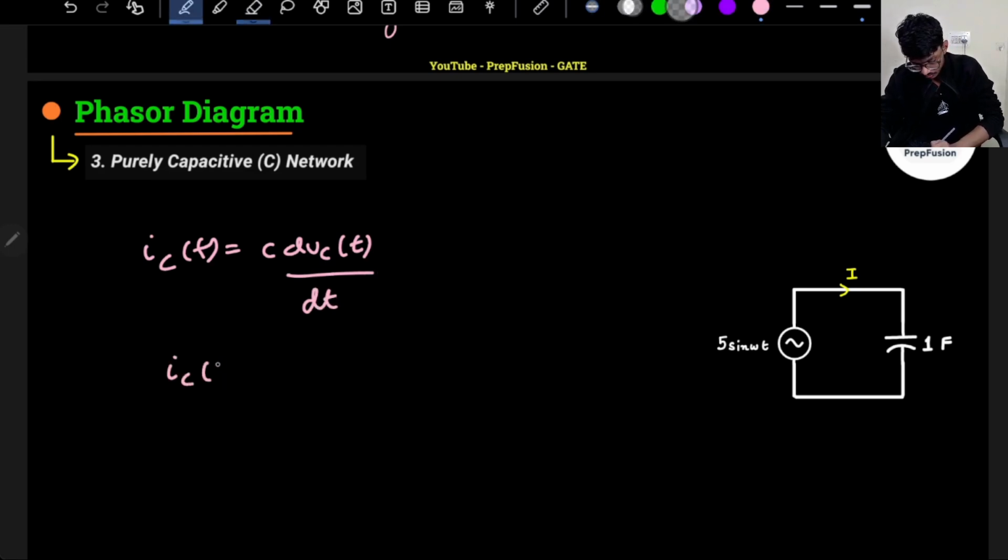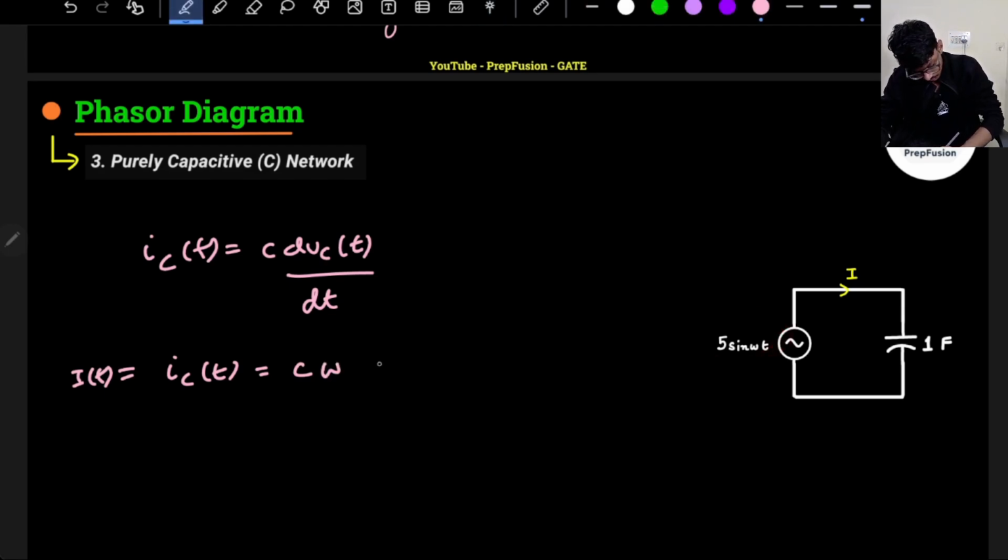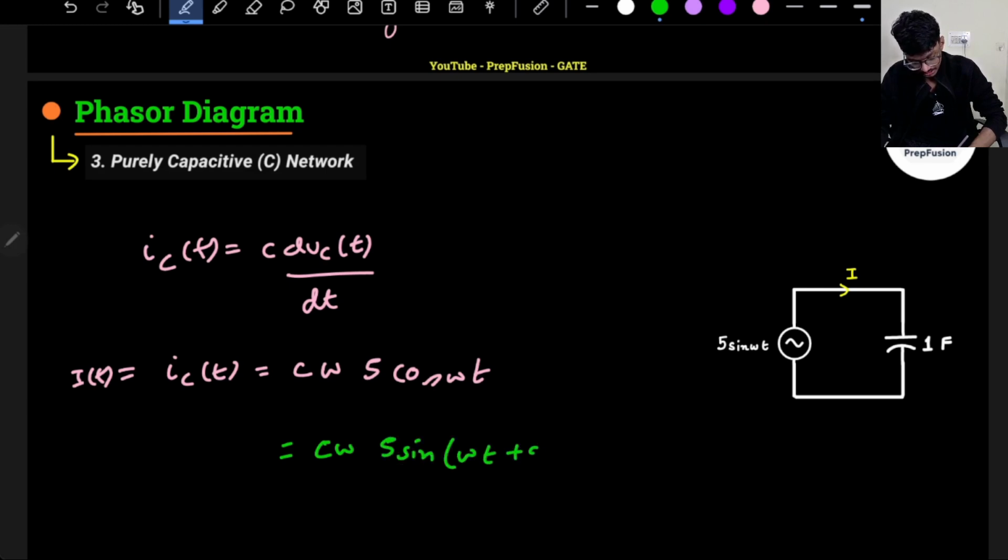So what is my I_C(t)? I_C(t), which equals my I(t) only in this particular case, will be equal to C into d/dt of V, where V is 5 sin omega t. So differentiation gives C omega into 5 cos of omega t. This is my capacitor current. Now if I want to convert this with respect to the reference, this can be written as C omega 5 sin(omega t plus 90).